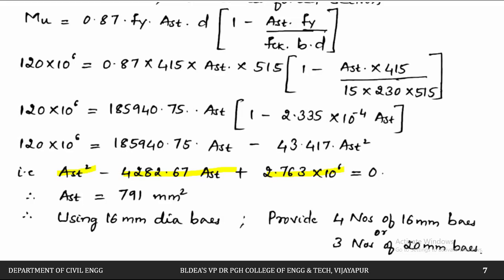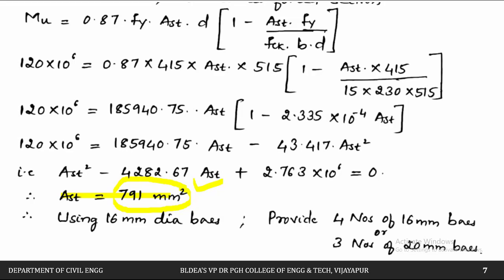That is ax square plus bx plus c. You have to calculate the value of x in that equation. Directly in the calculator you can calculate, and you will get the answer as Ast is equal to 791 mm square. So this much area of steel is required.